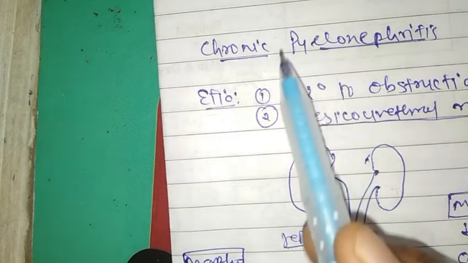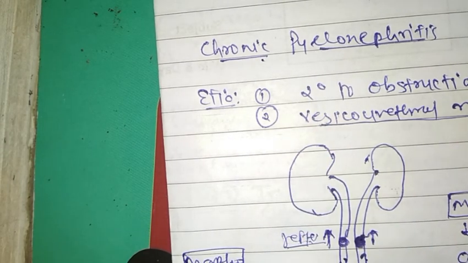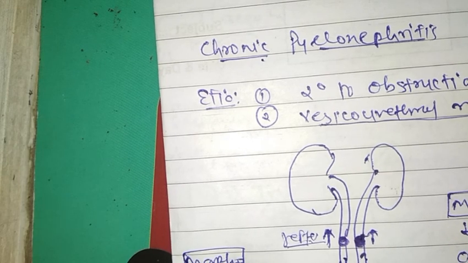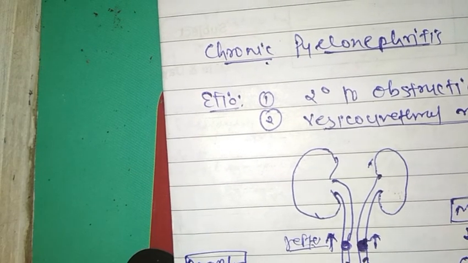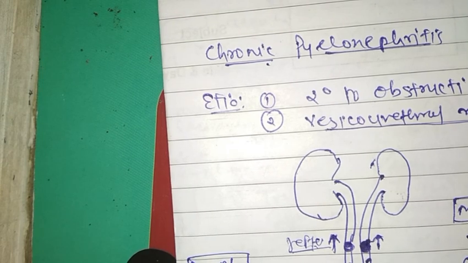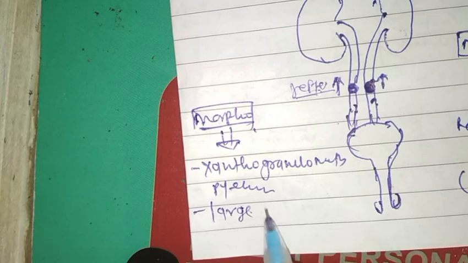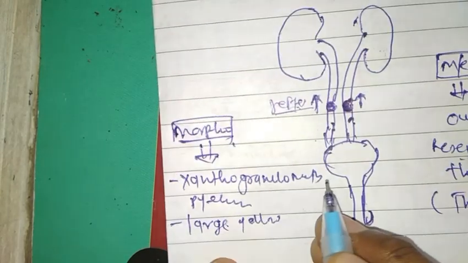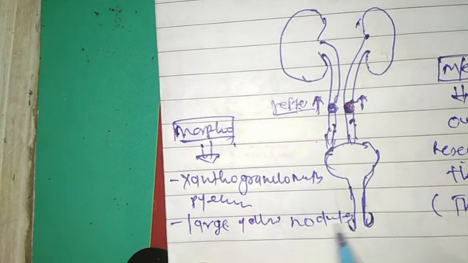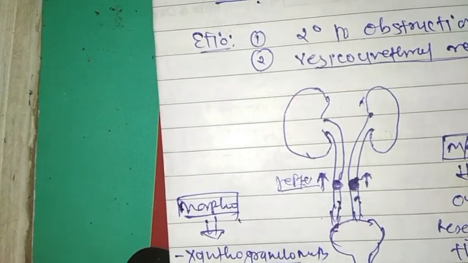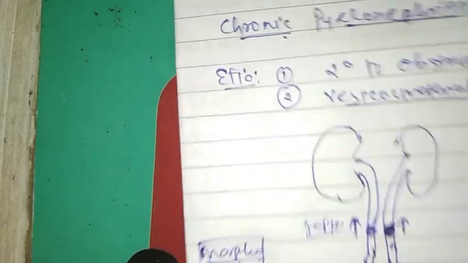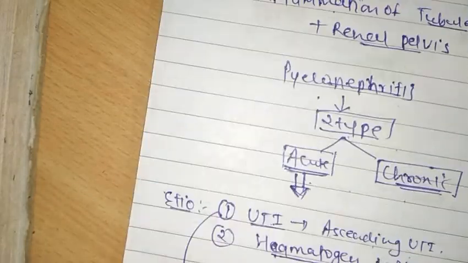And what is the morphology in chronic pyelonephritis? In morphology we see xanthogranulomatous pyelonephritis, and large yellow nodules on the kidney. So this is the pyelonephritis.